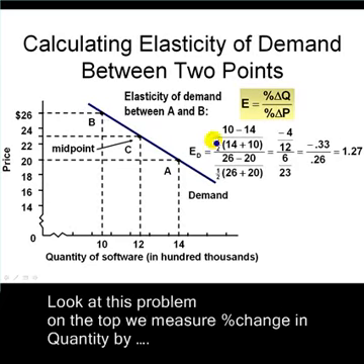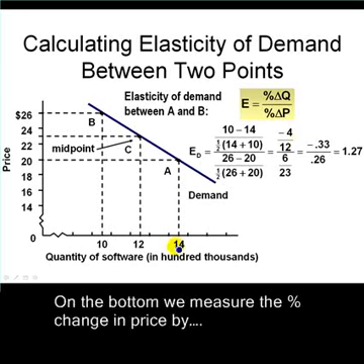On the top, we're measuring the percentage change in quantity. So we take our first number here. This is quantity of 10 and quantity of 14. This is the change. So 10 minus 14 gives us minus 4. And then we add 14 plus 10 in this parentheses here, which we then divide by 2. So that's 24 divided by 2 is 12. So we divide negative 4 by 12. That gives us negative 0.33.